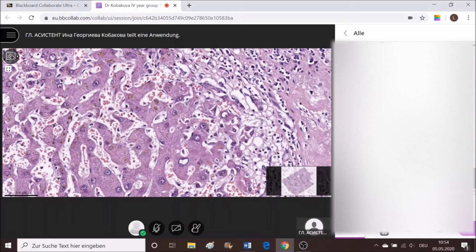Where do you see it? I see random sinusoids and hepatocytes with stasis of bile. I don't see a triad here. There you go, hepatocytes again. Many of these here. Fibrous tissue, a couple of inflammatory infiltrates. It's normal to happen.